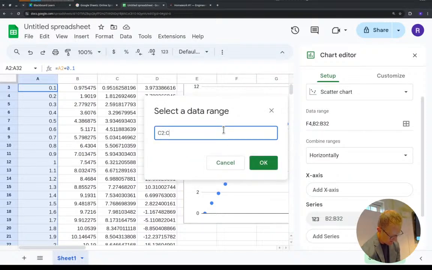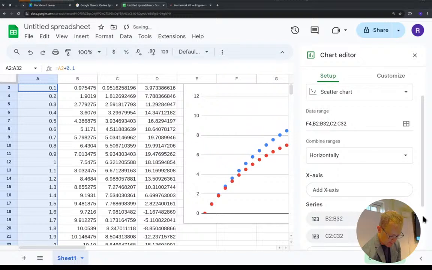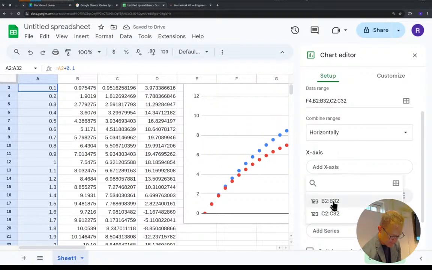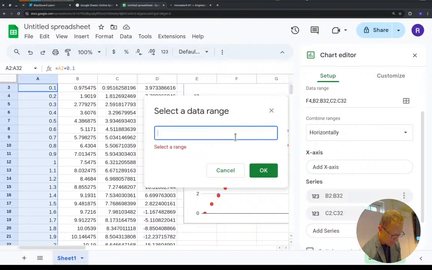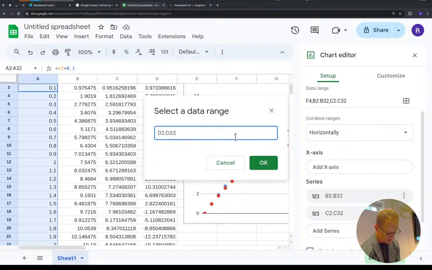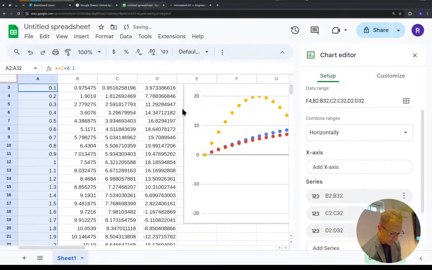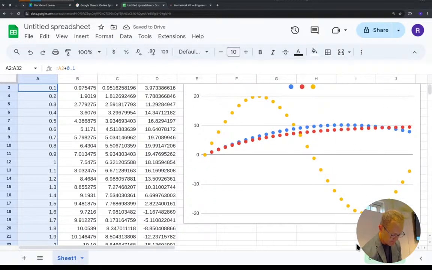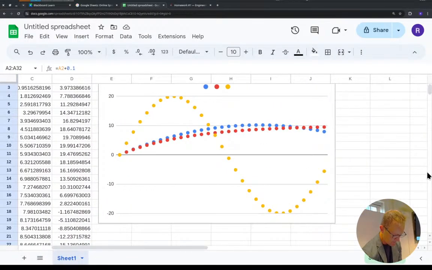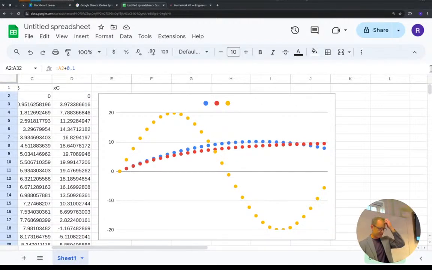C2 through C32. Then add another one. D2 through D32. Okay, so I don't have labels on things, but what do we think? Which parts are what? C is yellow? Yeah. This one, amplitude looks big.